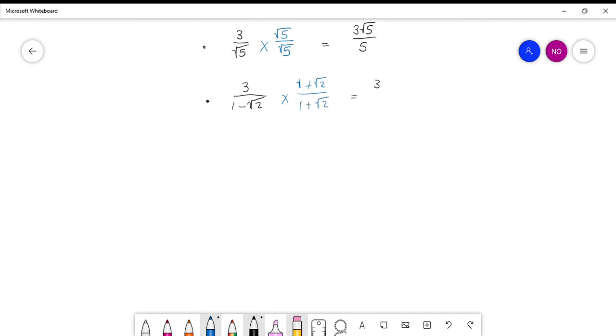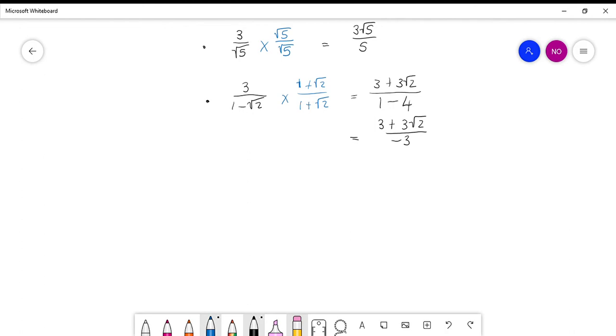So at the top, we have 3 plus 3 root 2. And at the bottom, I have 1 minus 4. This one will be able to simplify further. Why am I saying that this one can simplify further?